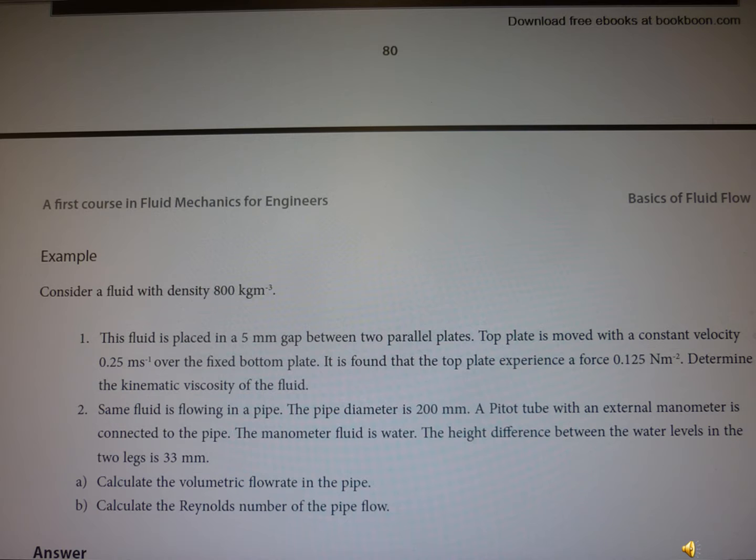The same fluid is flowing in a pipe. The pipe diameter is 200 millimeter. A pitot tube with an external manometer is connected to the pipe. The manometer fluid is water. The height difference between the water levels in the two legs is 33 millimeter. Calculate the volumetric flow rate in the pipe. Also, calculate the Reynolds number of the pipe flow.